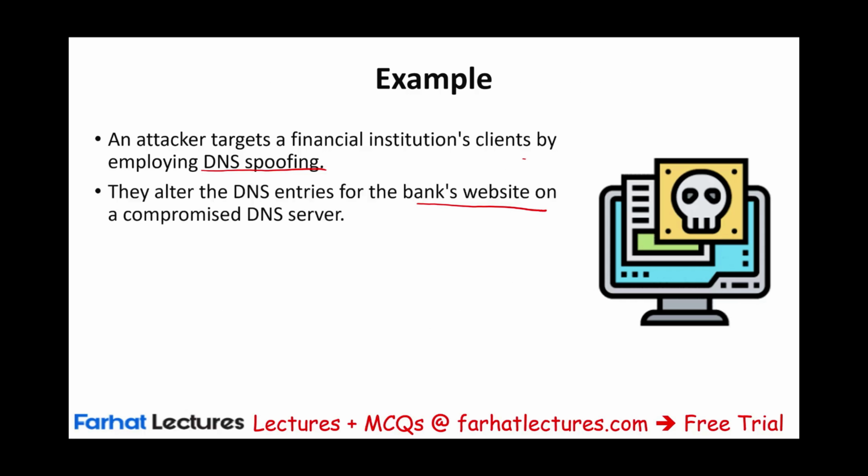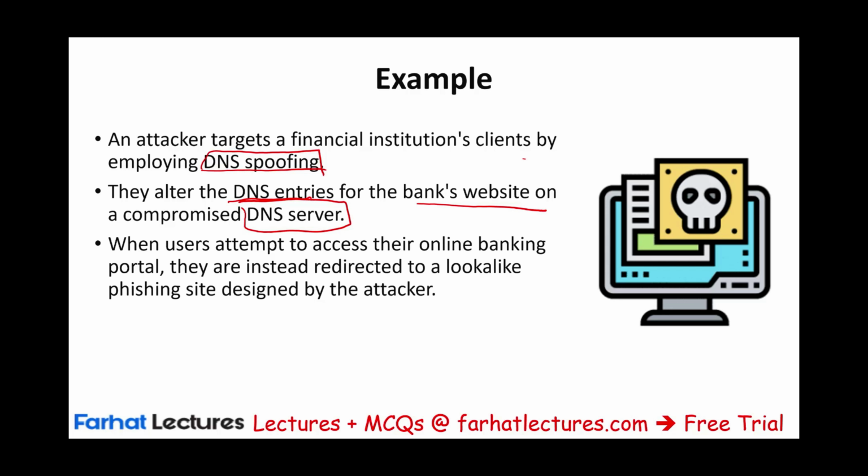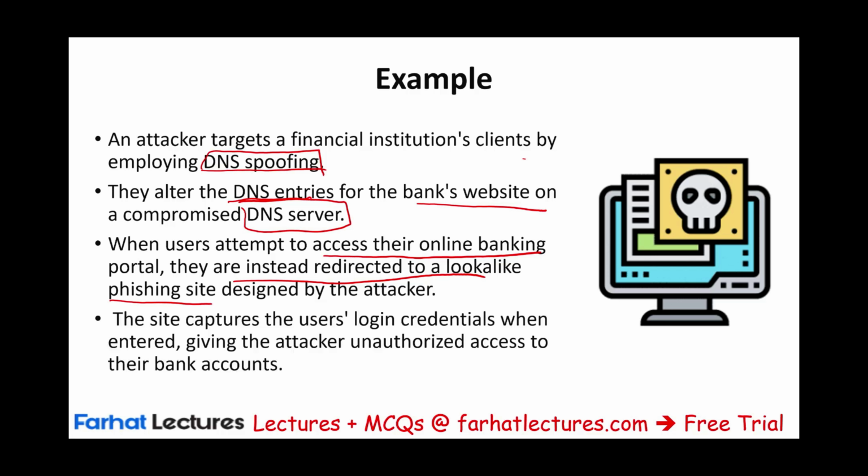DNS spoofing is when the attacker targets a financial institution's clients by employing DNS spoofing. They alter the DNS entries for the bank's website on the DNS server. So it's different than changing the hyperlink. They're changing the server. So when the users input the legitimate address, attempting to access their online banking, they are instead redirected to a lookalike phishing site designed by the attacker. Now the site captures the user login when they enter their information, giving the attacker unauthorized access to their bank account. And what happened is they got the information, login, password, they can go to your account.